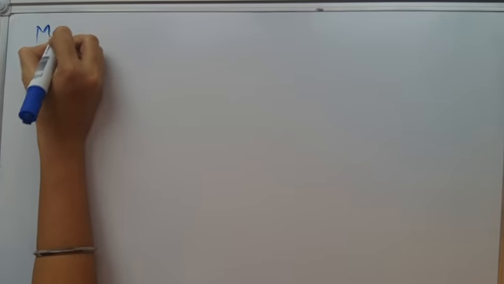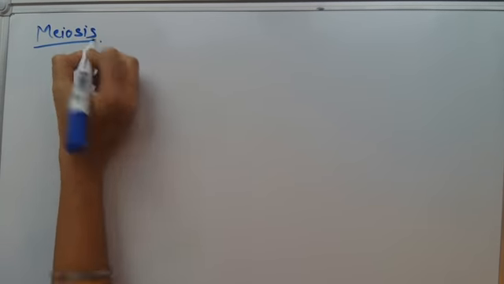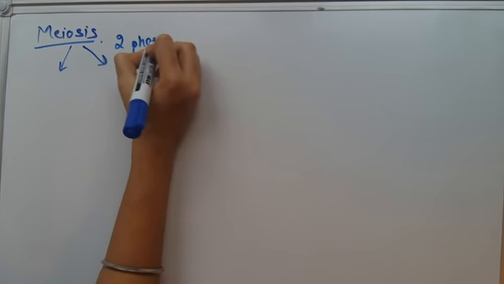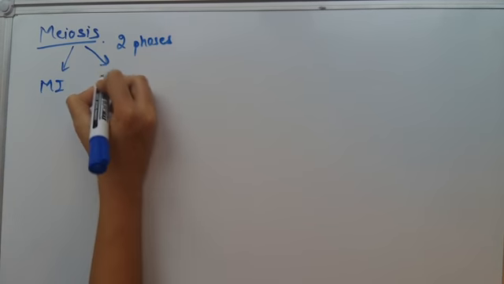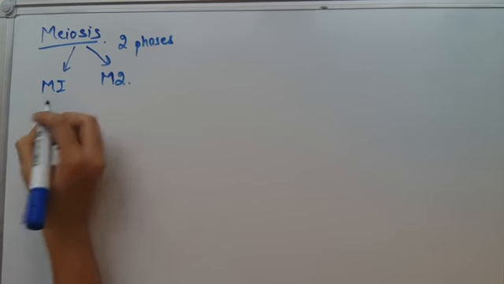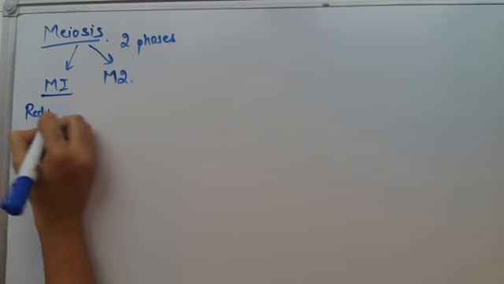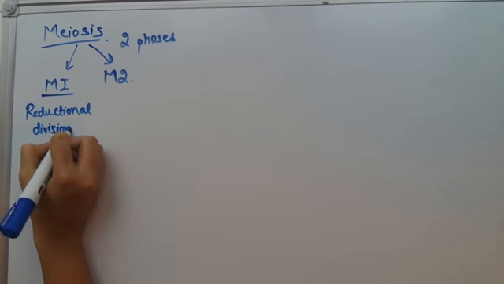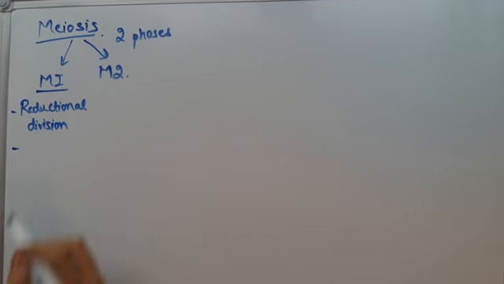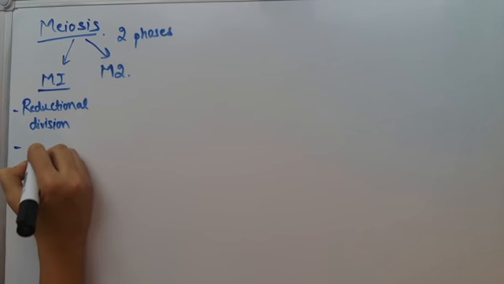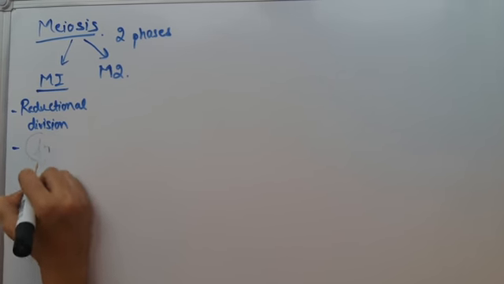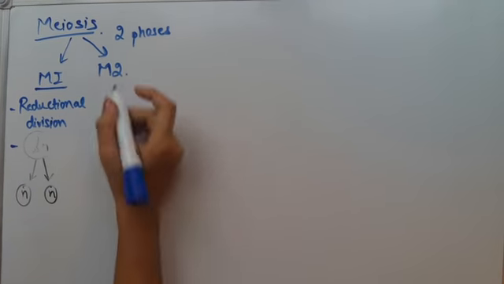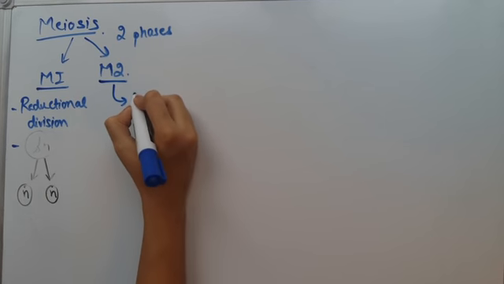Discussing meiosis, first of all, it has two phases: meiosis 1 and meiosis 2. Meiosis 1 is also called reductional division, because it divides the diploid number of chromosomes into the haploid number of chromosomes.